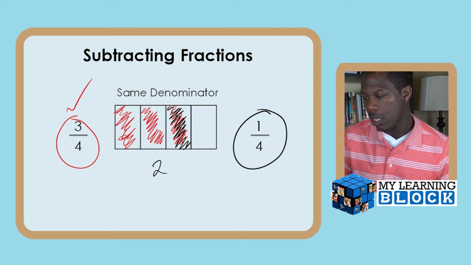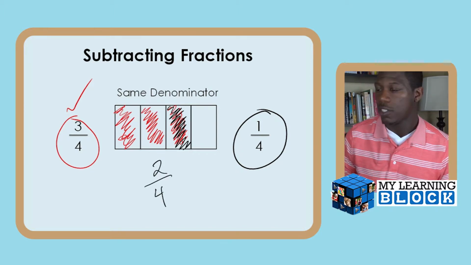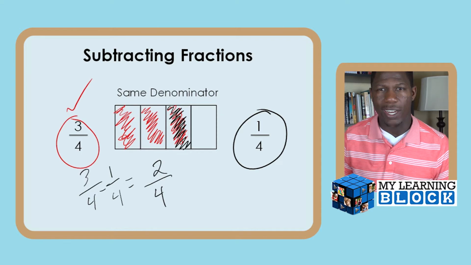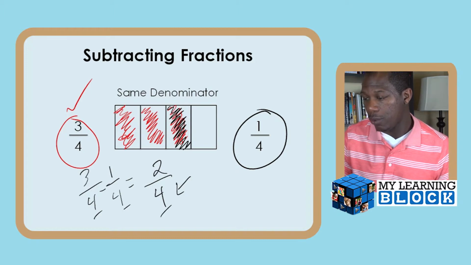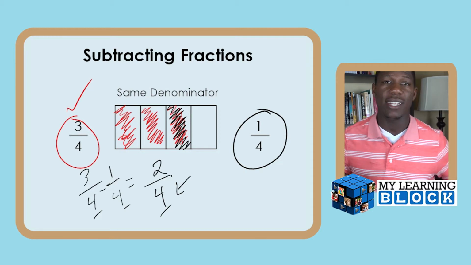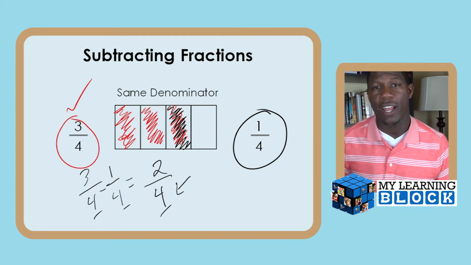2 out of 4 are red. This one's no longer red, it's black. So 2 out of 4 are red. Therefore, 3 out of 4 minus 1 out of 4 equals 2 out of 4. Notice the denominator stays the same each time. And really what you're getting is 3 minus 1 equals 2. That's how you want to teach your child to understand how to subtract fractions.